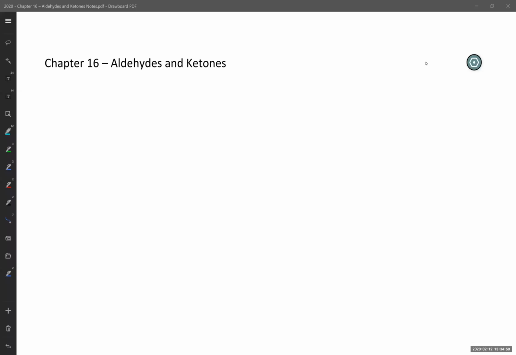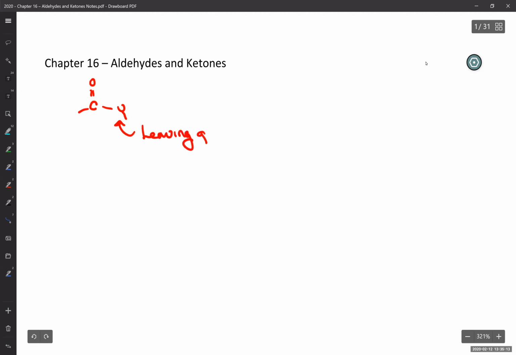Okay, so we just did carboxylic acid derivatives. We did things where this was a leaving group, and then we had a nucleophile, and we did substitution reactions.